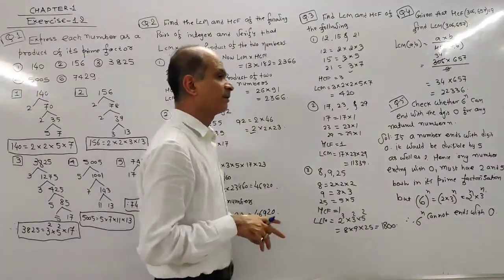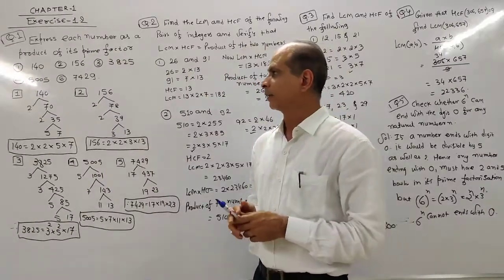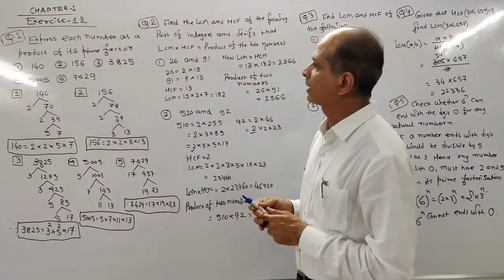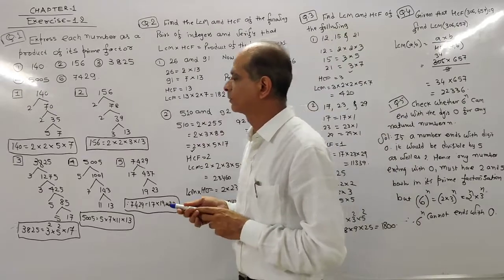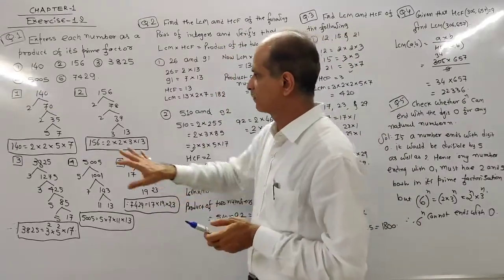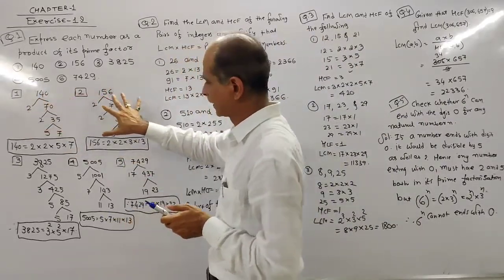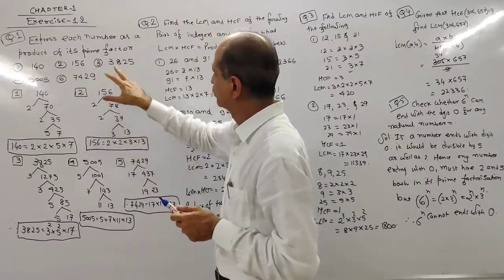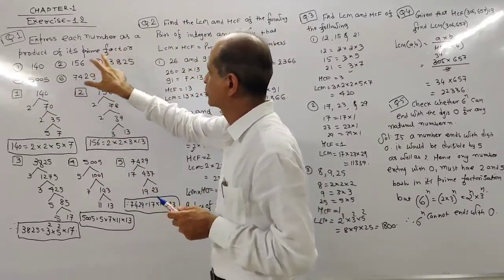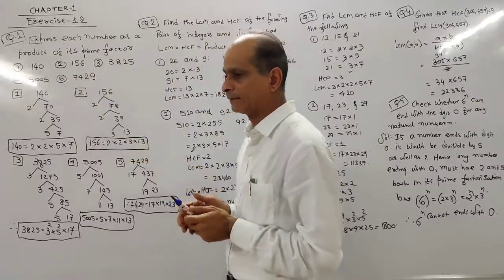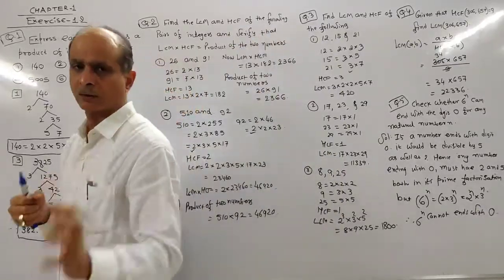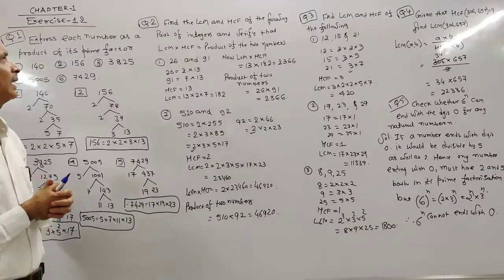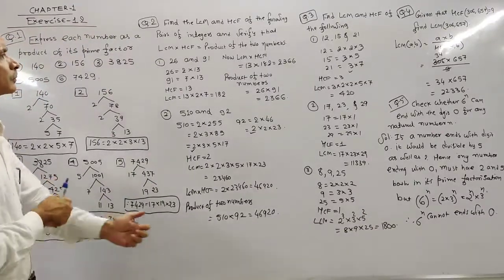Well, so this is the method to find out the prime factorization of different numbers. You can also say this is a factor tree. By preparing a factor tree, you can find the prime factorization of a given number. Well, so this is about question number 1. Let me start question number 2.